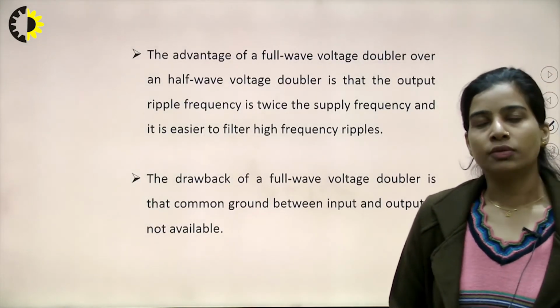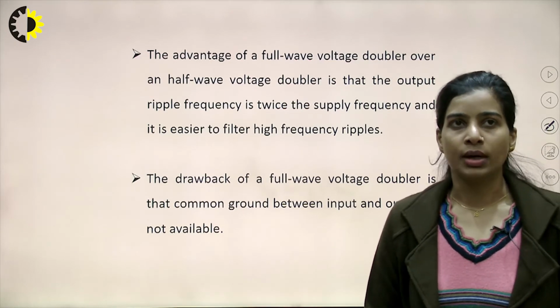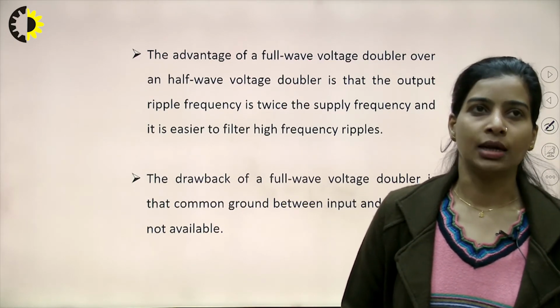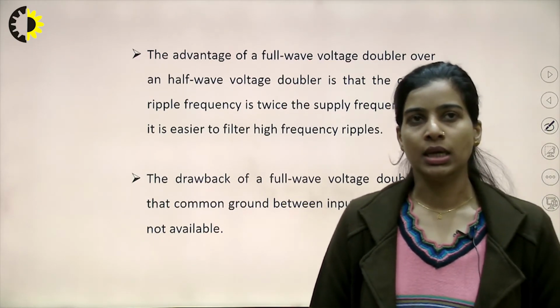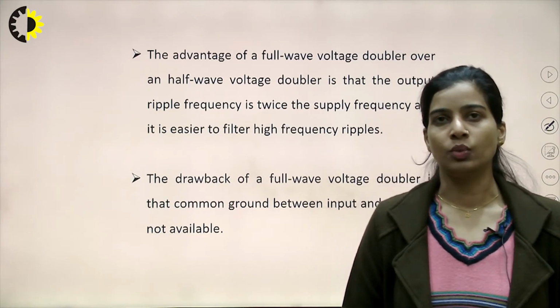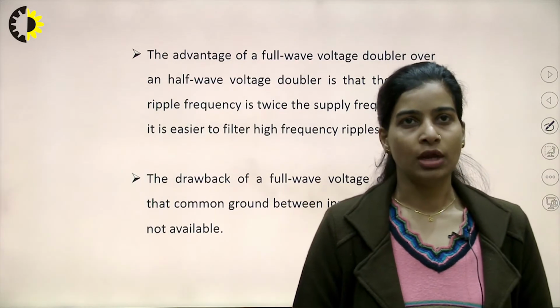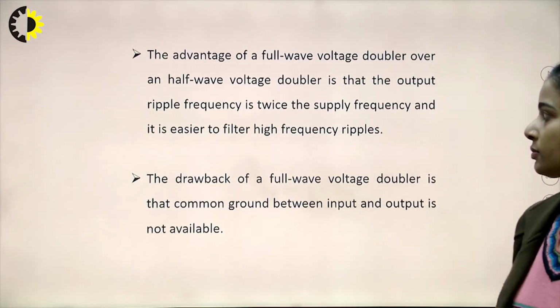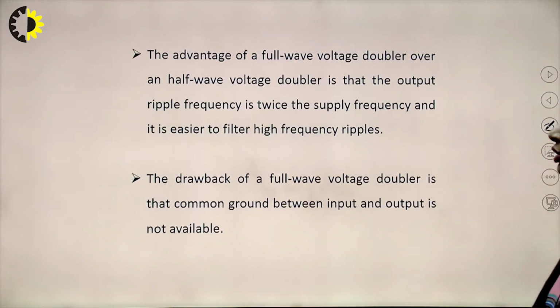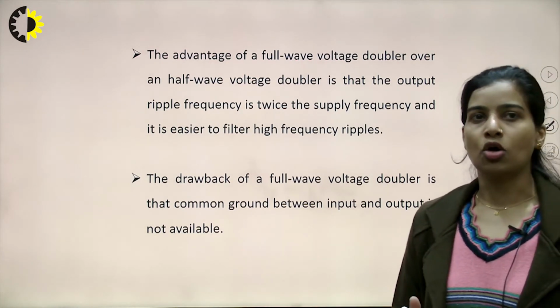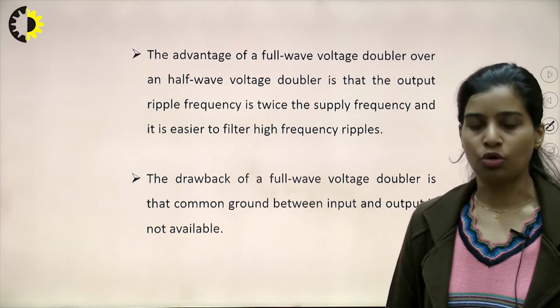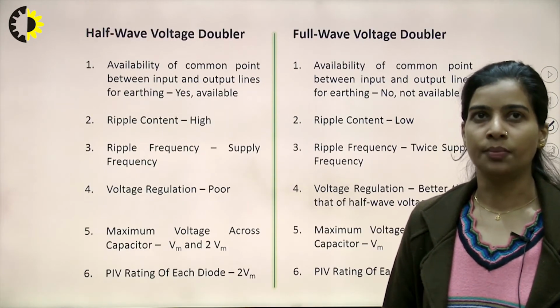The advantage of the full wave voltage doubler over a half wave voltage doubler is that the output ripple frequency is twice the supply frequency, and it is easier to filter high frequency ripples. The drawback of the full wave voltage doubler is that a common ground between input and output is not available.